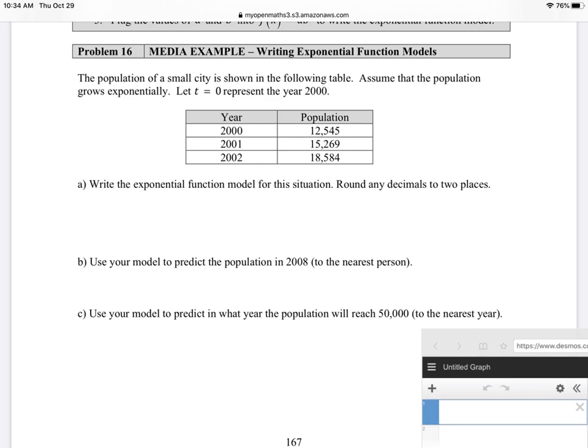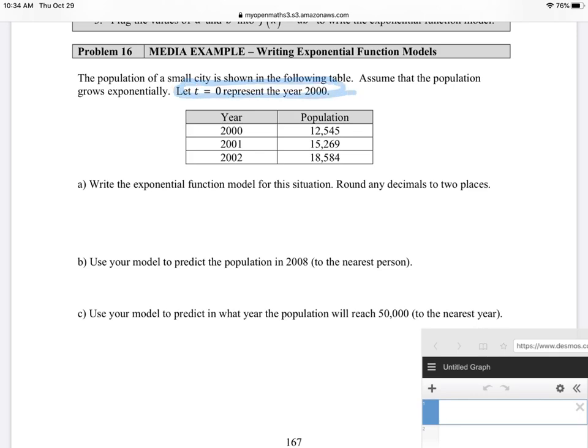Problem number 16 down here talks about the population in a city and gives some information in a table. It says the population of a small city is shown in the following table. Assume the population grows exponentially. Let t equals 0 represent the year 2000. This is going to be important to us.